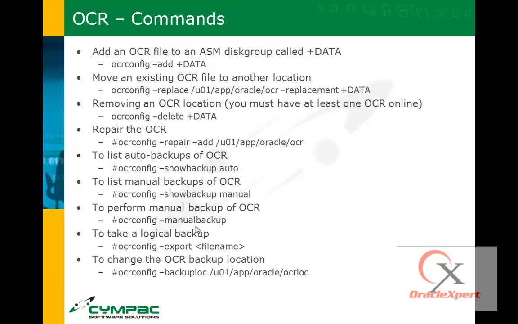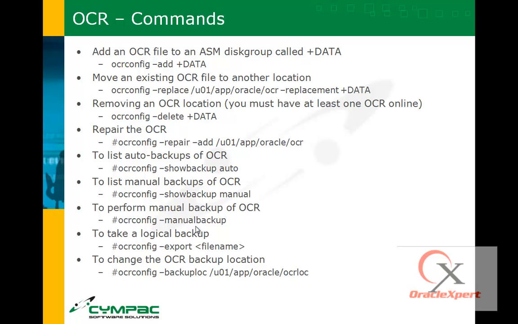So U01 APP Oracle OCR, I assume it was a CFS NFS directory. Now you want to move it from there to elsewhere, that is on ASM disk group name data. To remove an OCR location, obviously you can only do it when you have multiple copies of OCR.